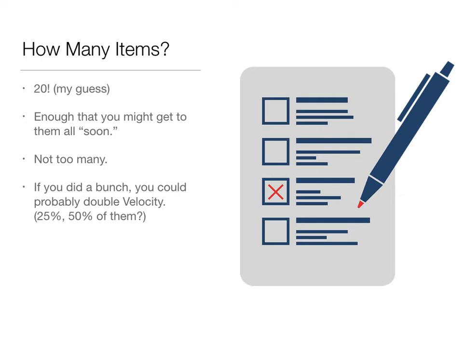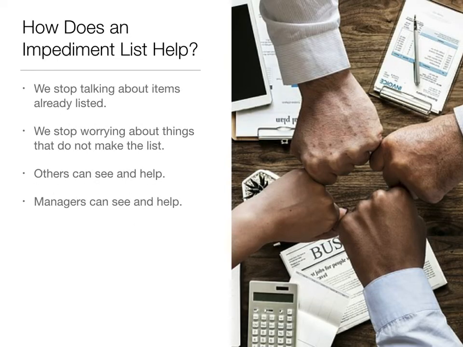At the same time, if we did a bunch of them, 25% of them, 50% of them, there's a feeling that maybe we could get to double the velocity that we currently have. So it's enough, but not too many. How does an impediment list help? I've got several reasons here, some more on the next slide.